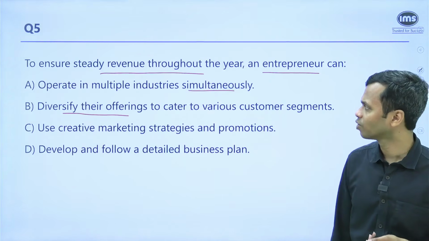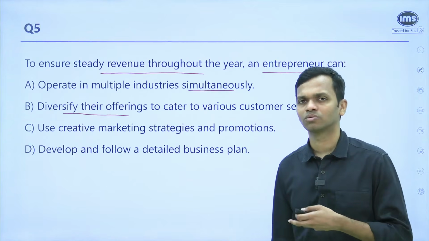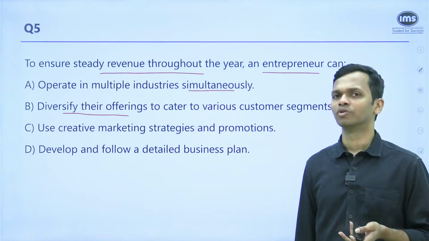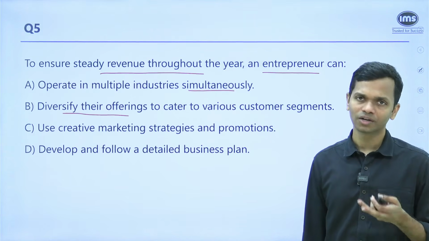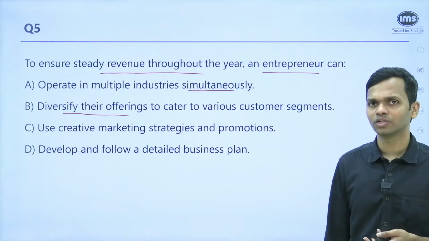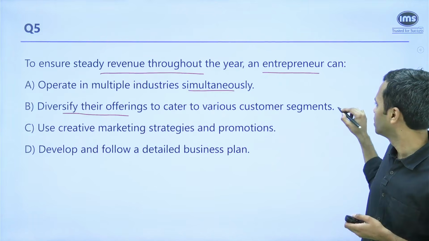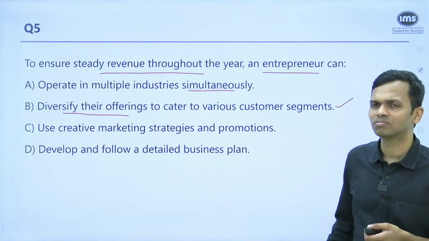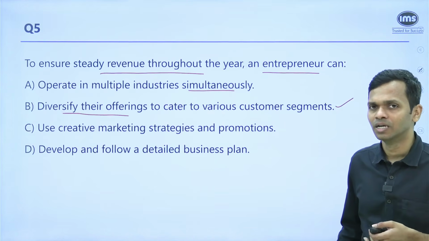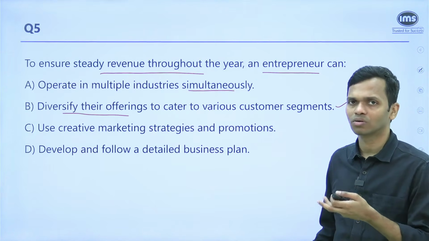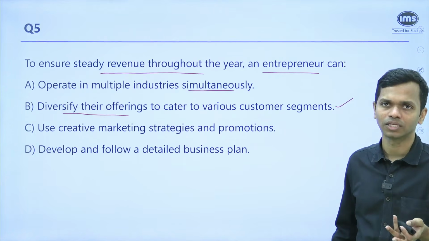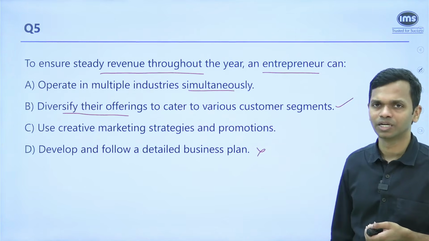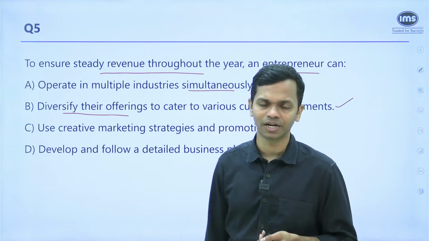It says diversify the offerings to cater to various customer segments. So an automobile company, if they manufacture four-wheelers, can always think of manufacturing two-wheelers. If they're already doing two-wheelers, they can think of electric vehicles. So they can diversify their offerings so that they have steady revenue throughout. So B is better. C says use creative marketing strategies and promotions. Again, that is something that is generally done anyway. It need not create a steady revenue stream for the entrepreneur. Last is develop and follow a detailed business plan, which is what generally everybody does. So again, not related to the question directly.